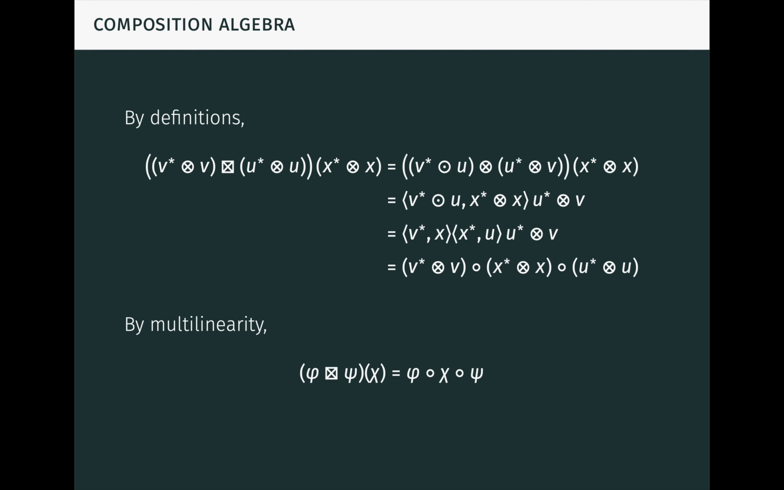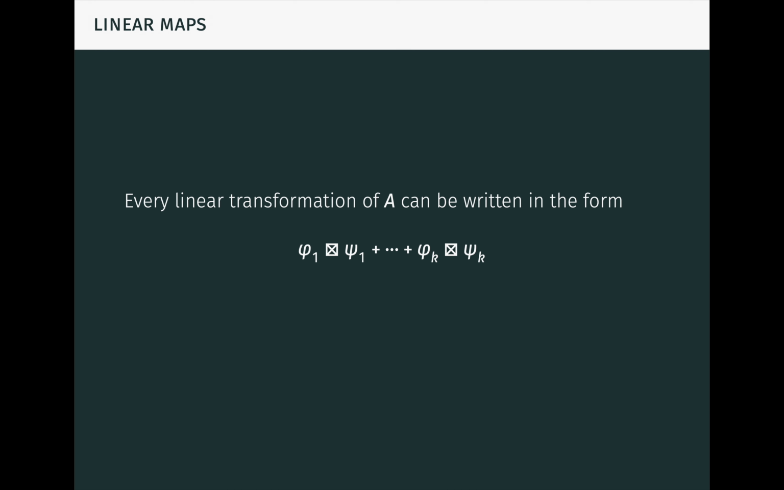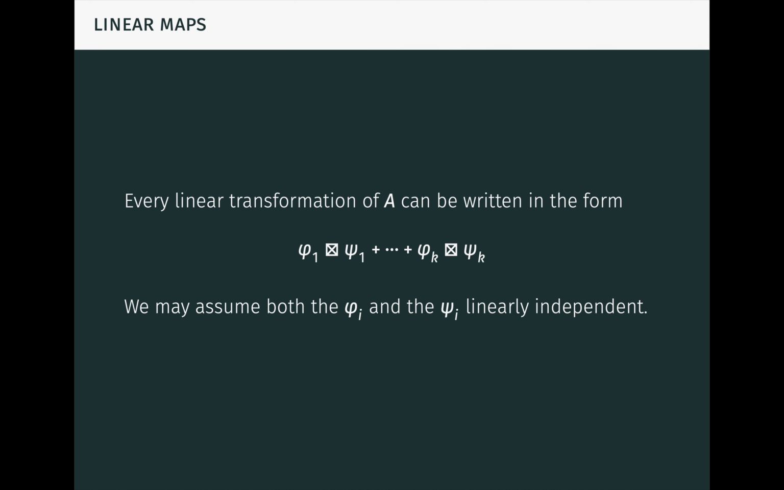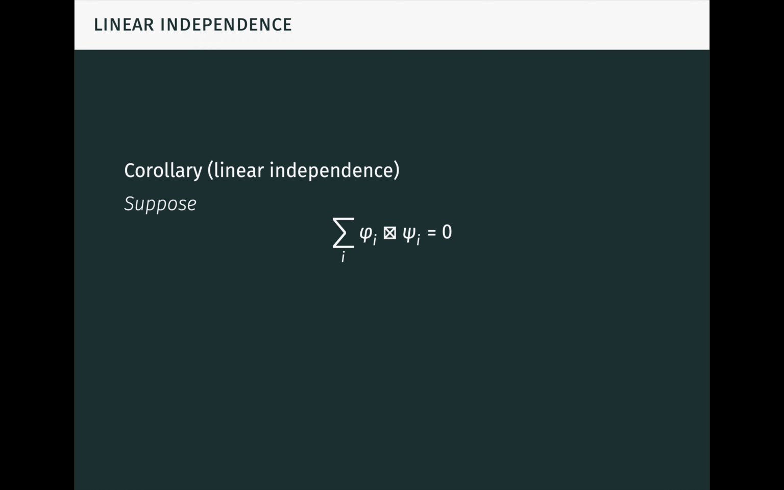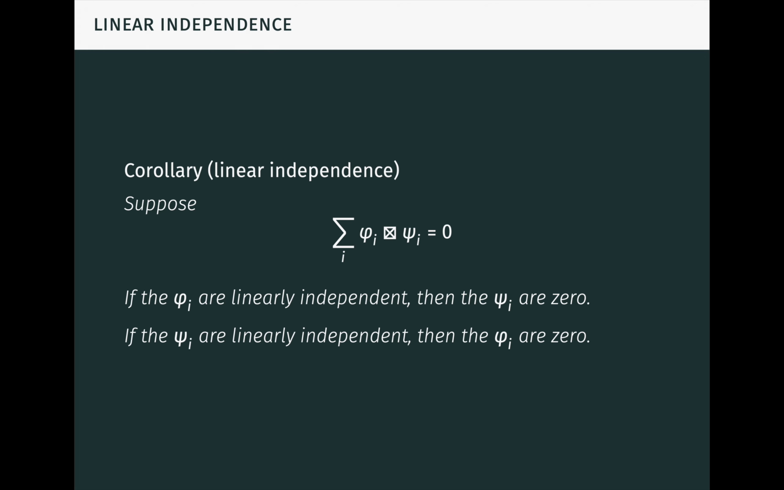extends to all transformations. Now, since we have a tensor product, every linear transformation of A can be written as a sum of decomposables. And we may assume that both of the multisets of linear transformations of V involved are linearly independent. We can also apply other general facts about tensor products. For example, suppose that a sum of decomposables of phi's and psi's equals 0. Then if the phi's are linearly independent, the psi's must be 0. And dually, if the psi's are linearly independent, the phi's must be 0.